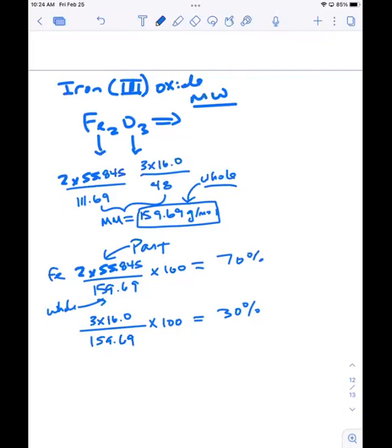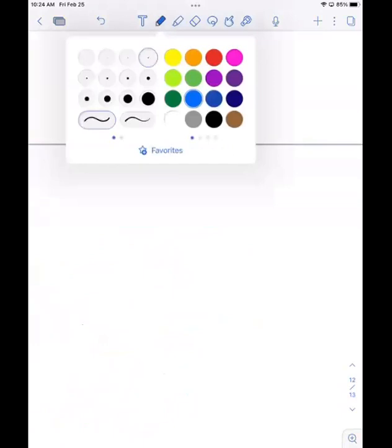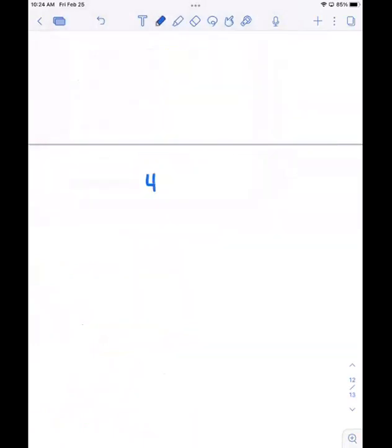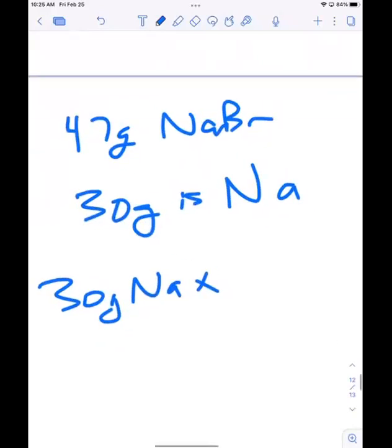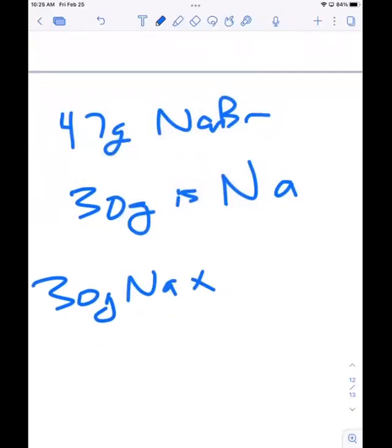Yeah. So the way you would set that up, and I'll just write it over here in the corner. So you had 47 grams of a sample of NaBr. And let's just say, for the sake of argument, that 30 grams of that is sodium. You got to have one or the other so you can figure out the second one. And then what you would do is just take that 30 grams and convert it into bromine using the atomic masses.